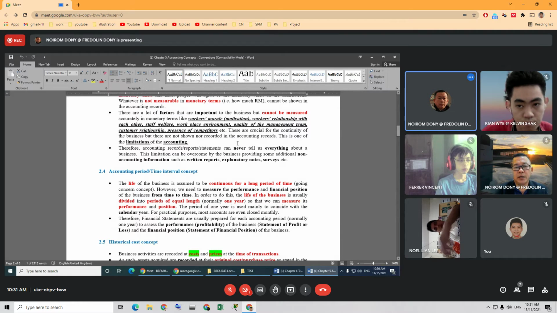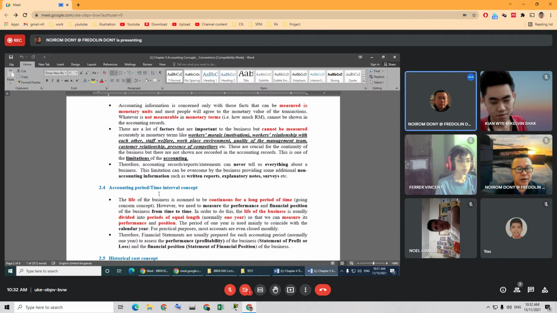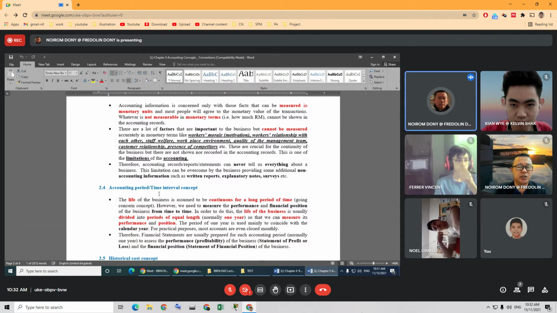Okay. Right. Next one is the accounting period concept. Accounting period refers to the length of period that is normally covered in the financial statement. Like we normally use a calendar year. Basically, it should be 12 months, isn't it? One year. For a company, of course, the accounting period may be different from the calendar year, but as long as it is 12 months.